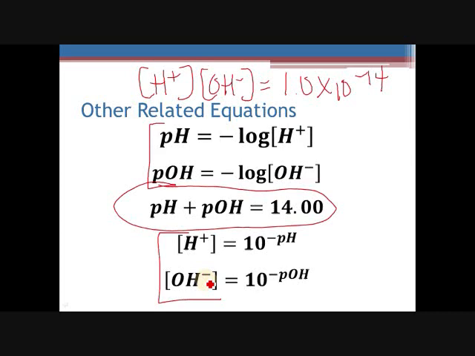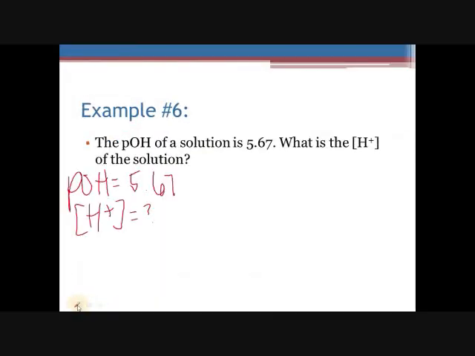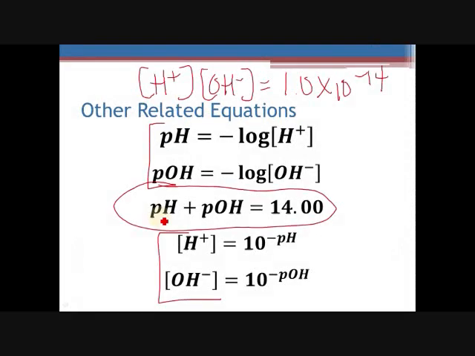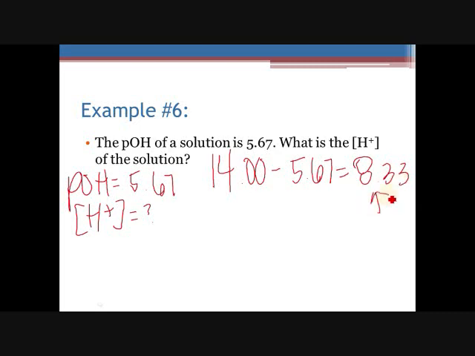What I'm going to do first, since I was given the pOH, I'm going to use this middle equation I circled, because I can take 14 minus the pOH and get pH. And then from there, pH and H plus are related, so I can find it. Okay? So first thing I'm going to do is take 14 minus the pOH, 5.67, and when you subtract that, you get that the pH is going to be 8.33, and that's the pH, sorry.